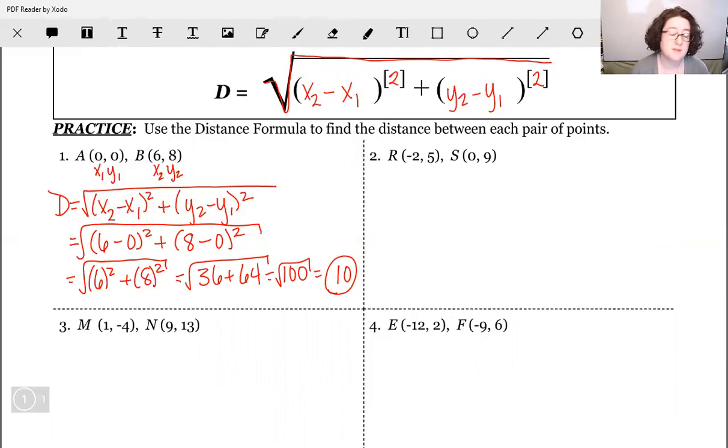Now, this is one of the things that you might want to go back and review. It's always a good idea. If you remember all of your square root values, then it makes it a lot easier for simplifying these kinds of problems. Okay, let's try another one.